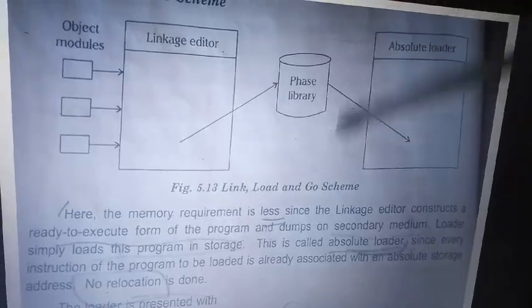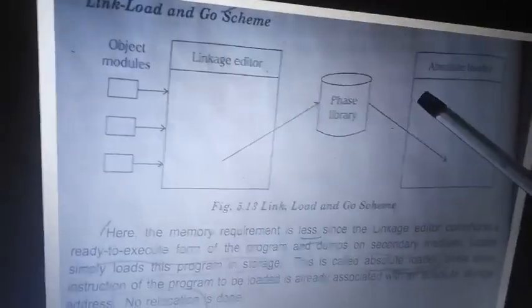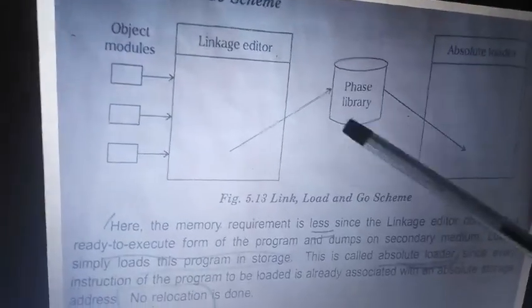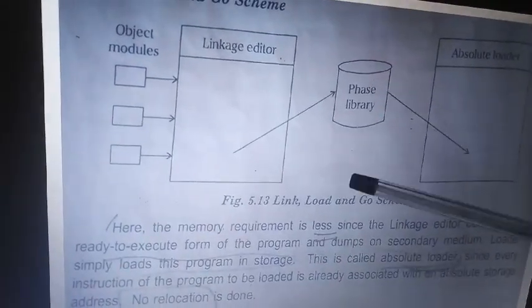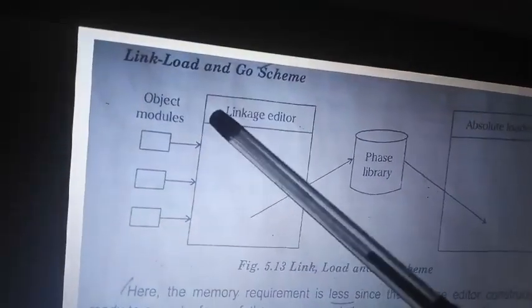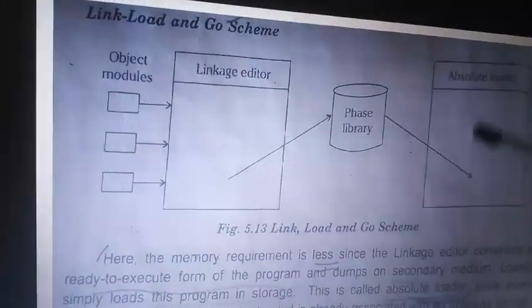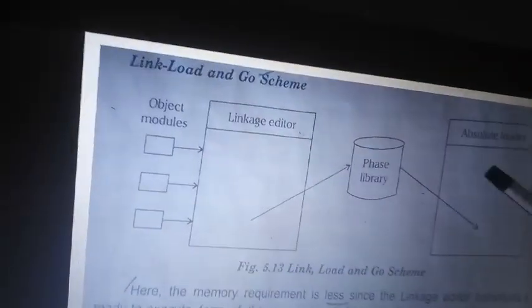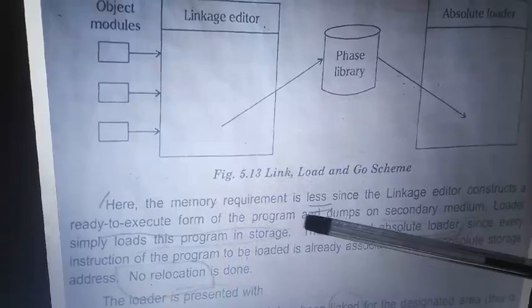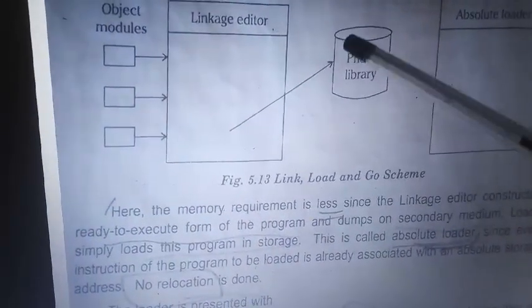It is loaded at the same location, so it is performed by the absolute loader, and no relocation is required. All the linking will be done, and it will be in a ready-made program format that is simply loaded to memory. That is the absolute loader. So that is the link, load and go scheme: link, then store, then load and execute. Clear? You can see that memory requirement is less, because linking is performed and stored in the main memory.